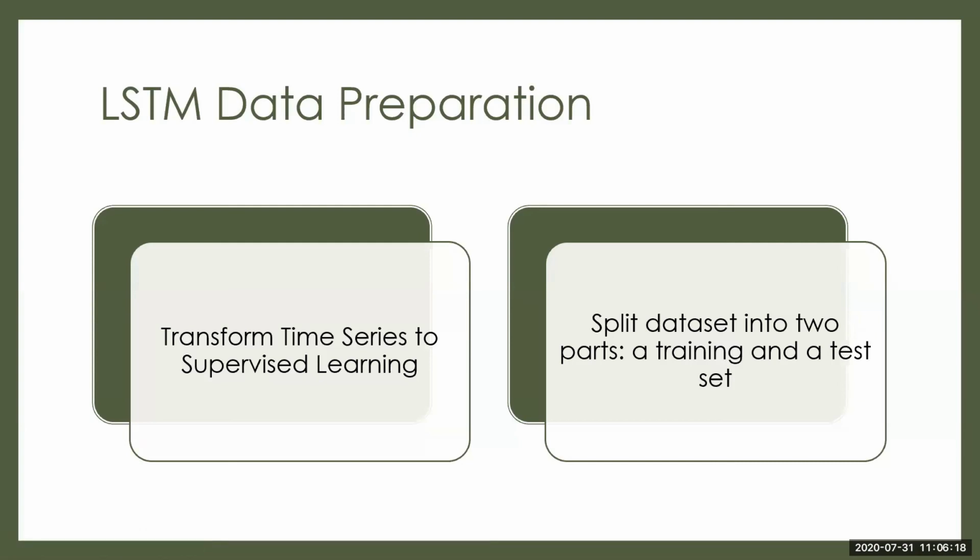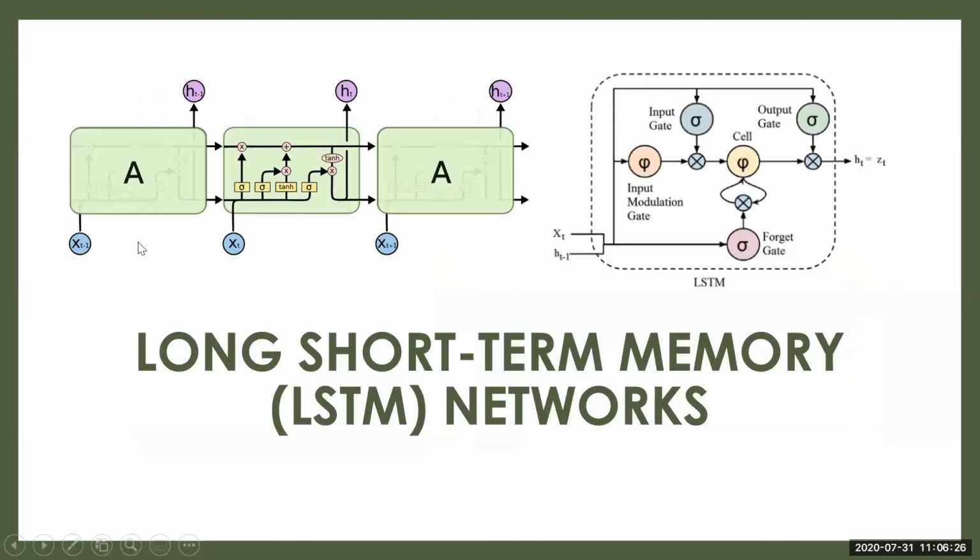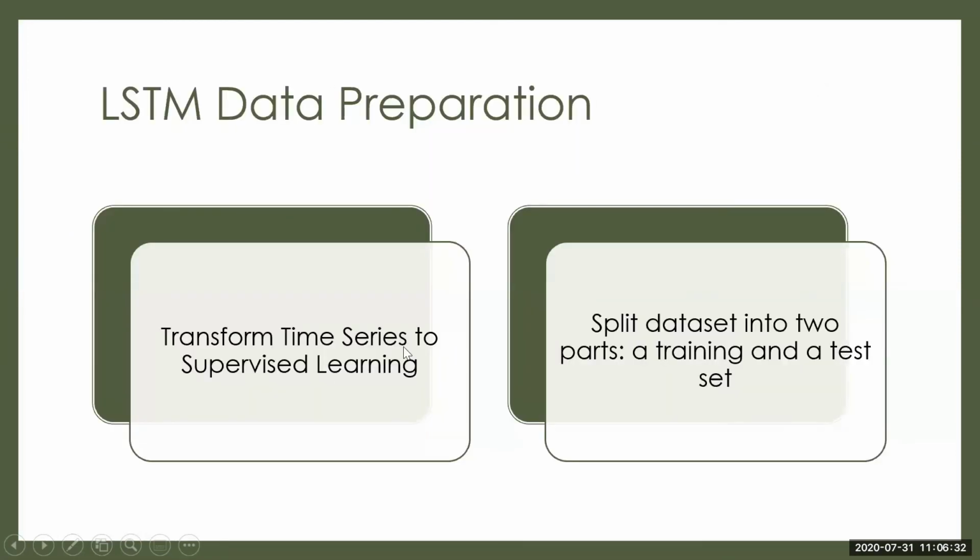So the first step is transforming a time series to supervised learning, which means separating the data into inputs and outputs. So if we look at this image, this is our previous time step and our current. So this is our input and this is our output. So that's what we're doing here.